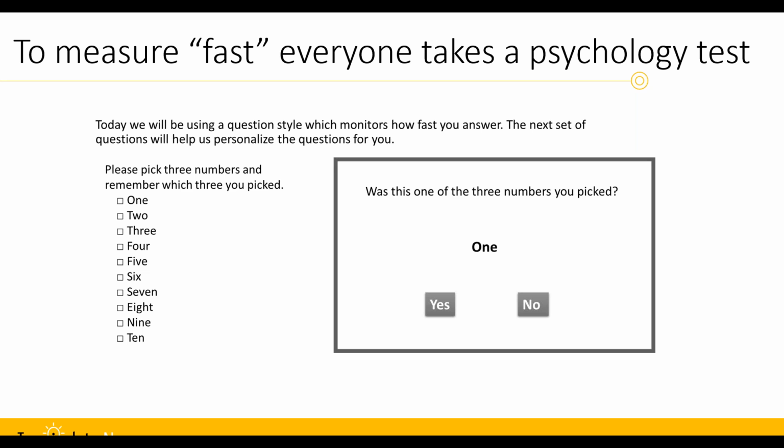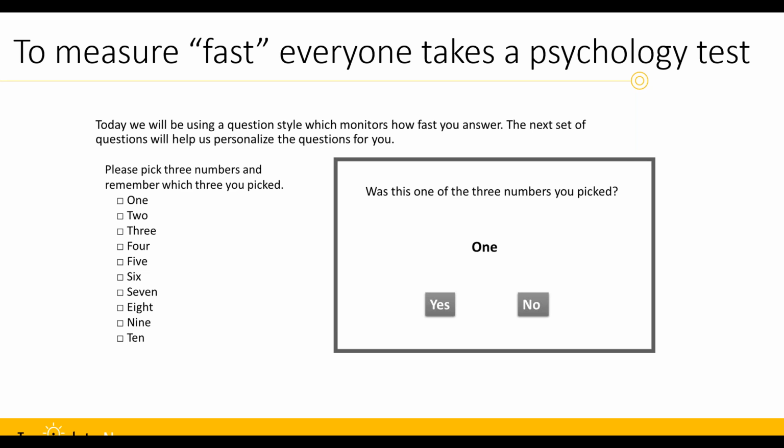So we put in front of people a simple psychology test. And this psychology test is designed to be fit for the types of reactions we're reading that day. So if it's going to be a very short, quick reaction, then we do a test that has just a single word in it. For instance, we give people an exercise like you see on the screen here. Here are the numbers 1 through 10. Pick 3 of these numbers and remember which ones you picked.